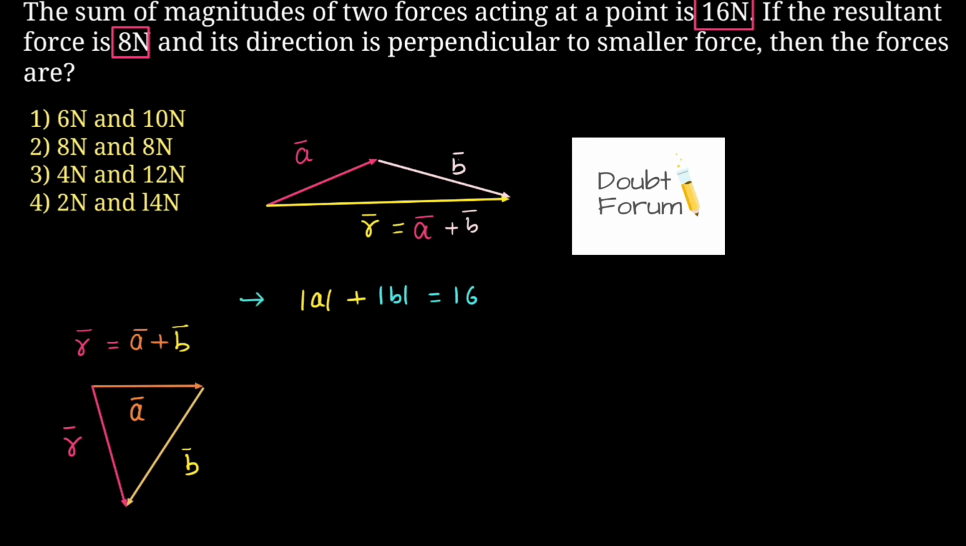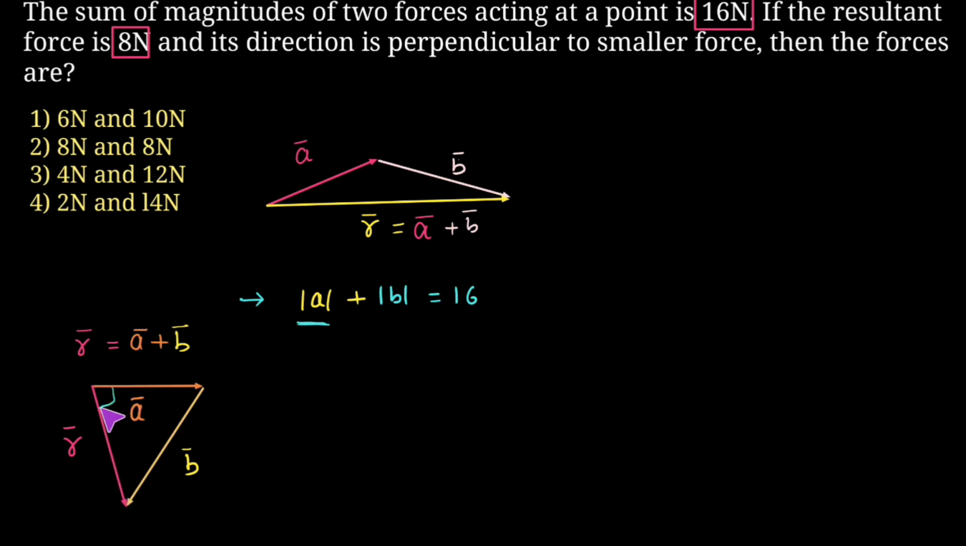The second condition is that the resultant force is 8 Newton. This resultant shows that vector A is added to vector B, and when the vector addition is done, the resultant comes out to be 8 Newton. It is also mentioned that the direction of the resultant is perpendicular to the smaller force. Let's say A is the smaller one. If vector A is the smaller one, the resultant will make an angle of 90 degrees with the smaller vector. This is the given condition.